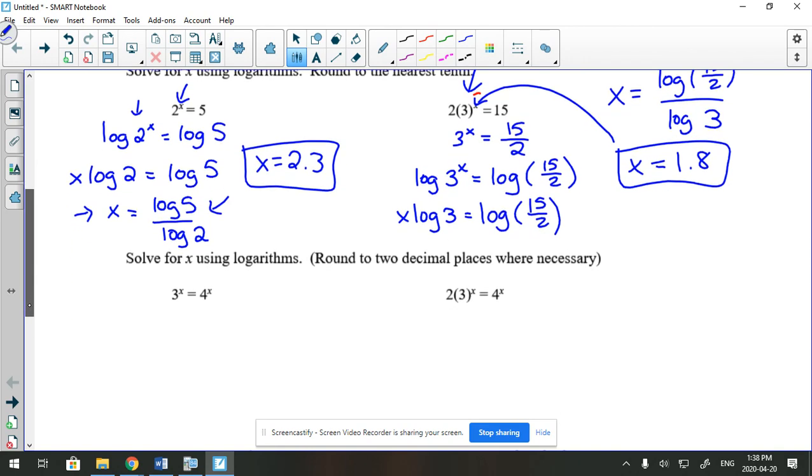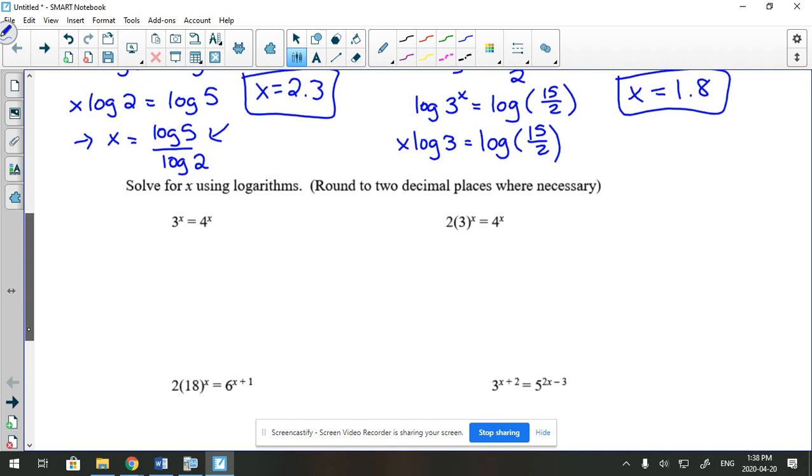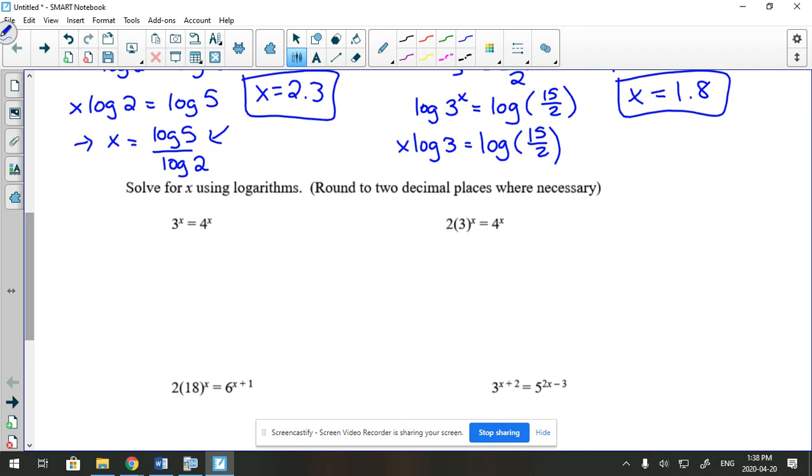Okay, so there's more here. Solve for x using logarithms. I'm just going to go through maybe a couple more of these. They get a little more complex when you have more variables in the exponent spot. So let's look at this one here. It's not going to help me at all to divide both sides by 2 because I have unknown x's on both sides. So what I'm going to do is still take the log of both sides.